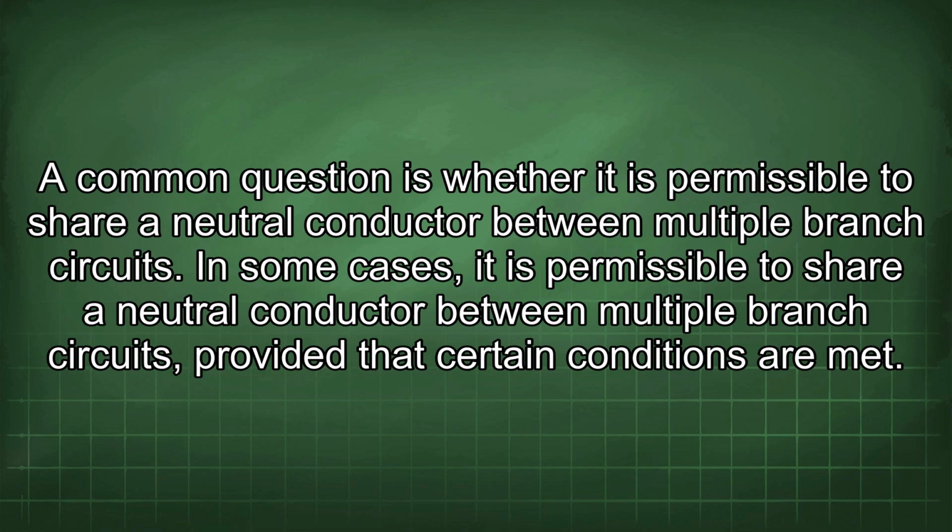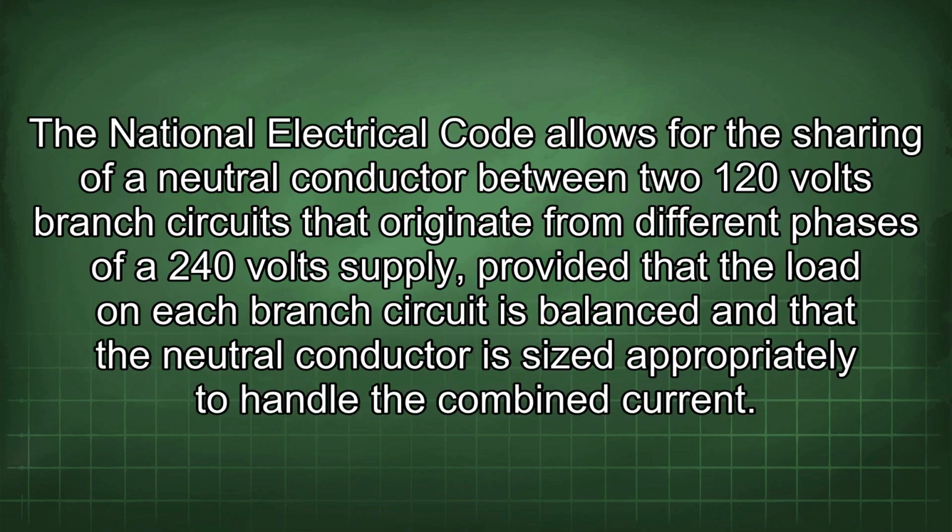A common question is whether it is permissible to share a neutral conductor between multiple branch circuits. In some cases, it is permissible, provided that certain conditions are met. The National Electrical Code allows for the sharing of a neutral conductor between two 120 volt branch circuits that originate from different phases of a 240 volt supply, provided that the load on each branch circuit is balanced and that the neutral conductor is sized appropriately to handle the combined current.